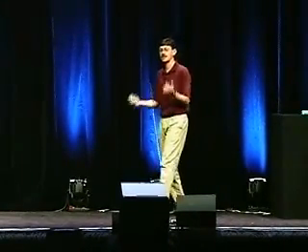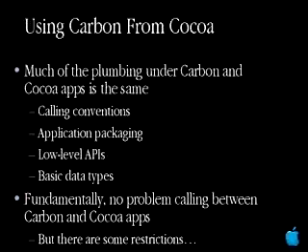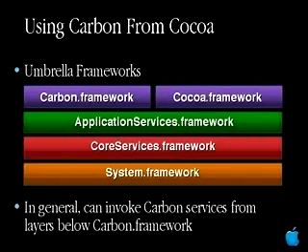Now, much of the plumbing under Carbon and Cocoa apps is the same. Calling conventions, we use the same compiler, it's C, so no problem there. The application packaging, you've probably heard about NS bundle, CF bundle, it's exactly the same between the two apps. The low-level APIs, POSIX, etc., the same. And basic data types, an int is an int in both worlds, so that's all very good. So fundamentally, there's no problem calling between Carbon and Cocoa. You can call a Carbon function from Cocoa, no problem. But there are some restrictions as to what you can do.